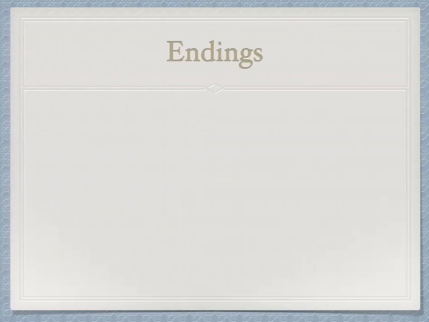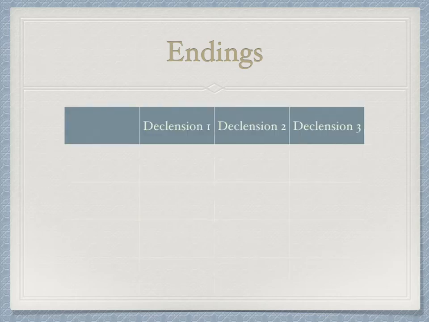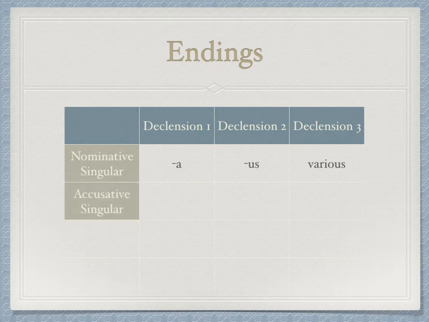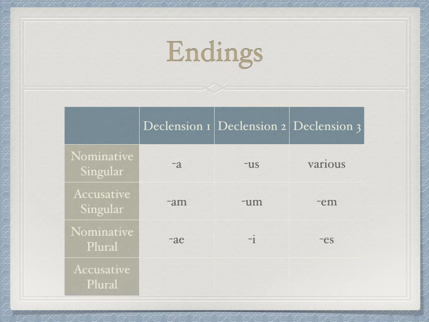So if we look at that now in our noun table, and I suggest that you make a copy of this somewhere safe. So the nominative singular for declension 1, remember, are nouns ending in A, declension 2 is US, and 3 is various. An accusative singular always ends in M, so AM, UM, and EM. The nominative plural we just looked at, AE for declension 1, I for declension 2, and ES for declension 3. The new row we're adding is the accusative plural, AS, OS, and ES.